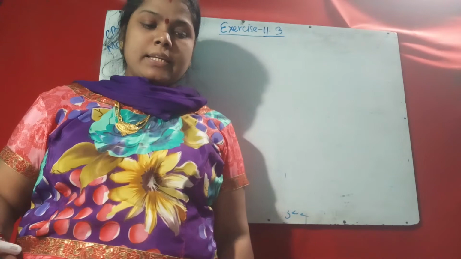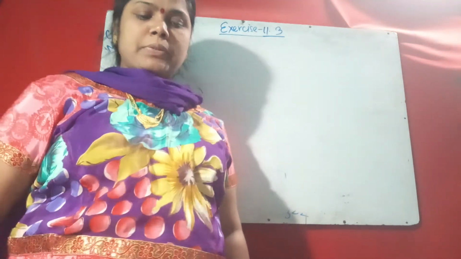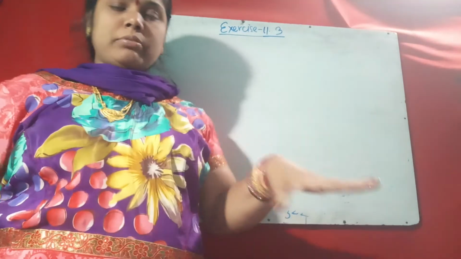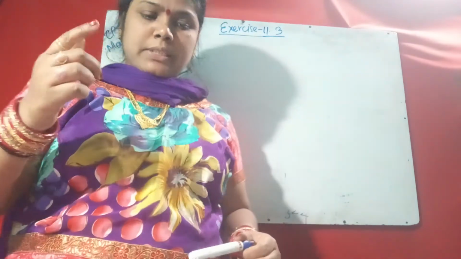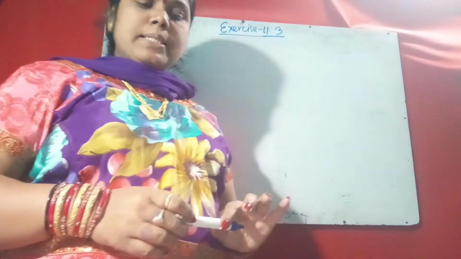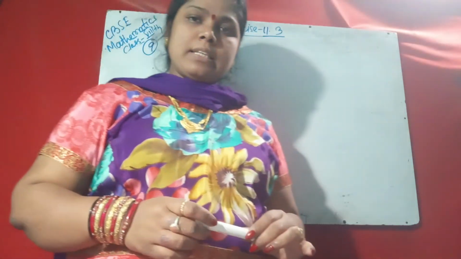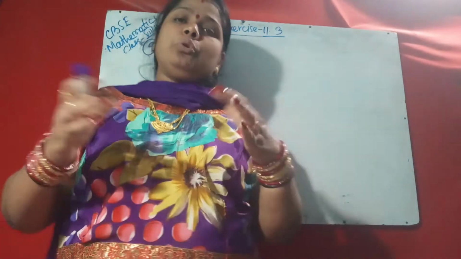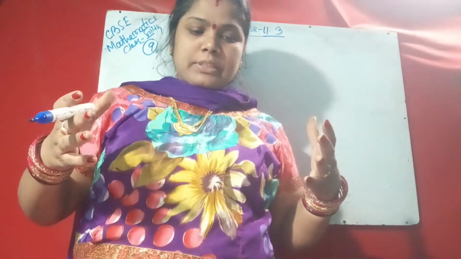Now question number 9. A road roller takes 750 complete revolutions to move once over a level road. To level a road, the road roller takes 750 complete revolutions, meaning it completely rolls like this. Find the area of the road if the diameter of the road roller is 84 centimeter and the length is 1 meter. So what do you find? The surface area.